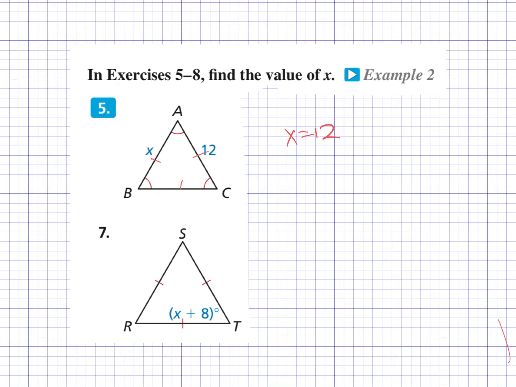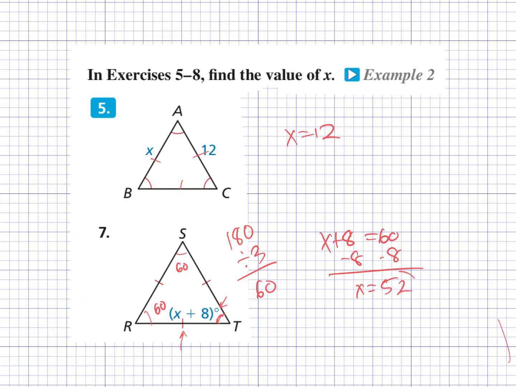Now, number seven, all the sides are the same, and this is the angle. Notice it has the degree symbol there, so be careful. That's not talking about the side. It's talking about the degree. In an equilateral triangle, you have an equiangular triangle, so all three angles are the same. And the triangle sum theorem says that all angles add up to 180. So if they all add up to 180 and you divide by 3, each of them has to be 60 degrees, which means x plus 8 has to equal 60 degrees. So subtract the 8, and x equals 52.